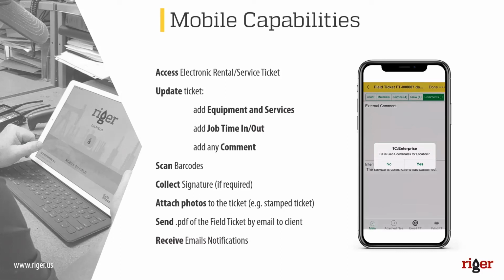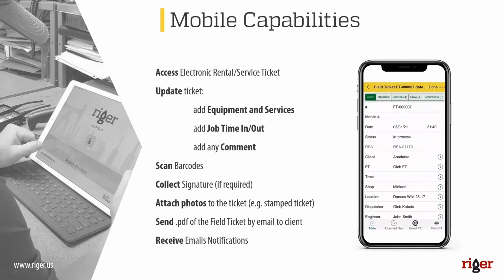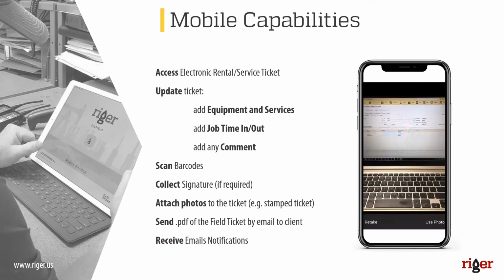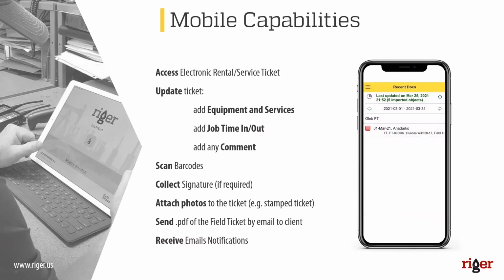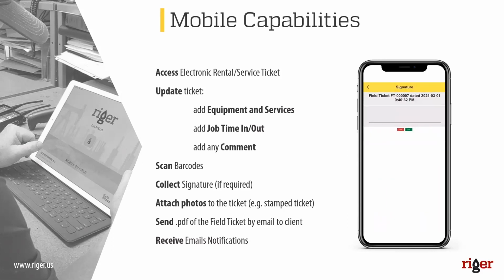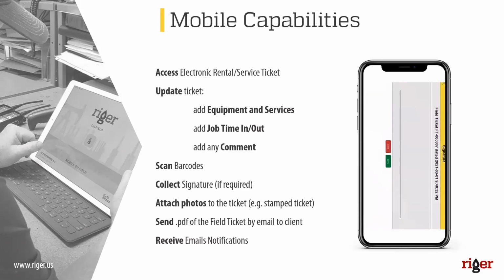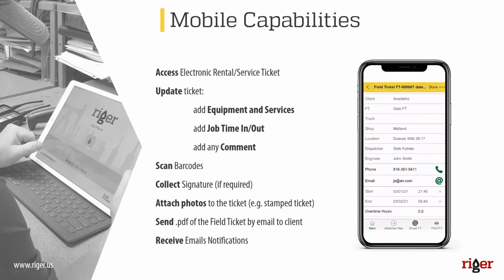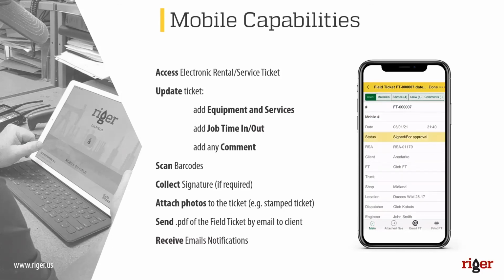Also, another great feature that we've just recently added is scanning of the barcodes on the mobile device. So if you're using the barcodes on your equipment, you can scan it and just quickly select this equipment in the tickets. You can collect signatures on the mobile device if this is required, and this is part of the process with your customers. So this signature will be attached to this specific ticket and will be used in the print form as the proof of the approval of the ticket.